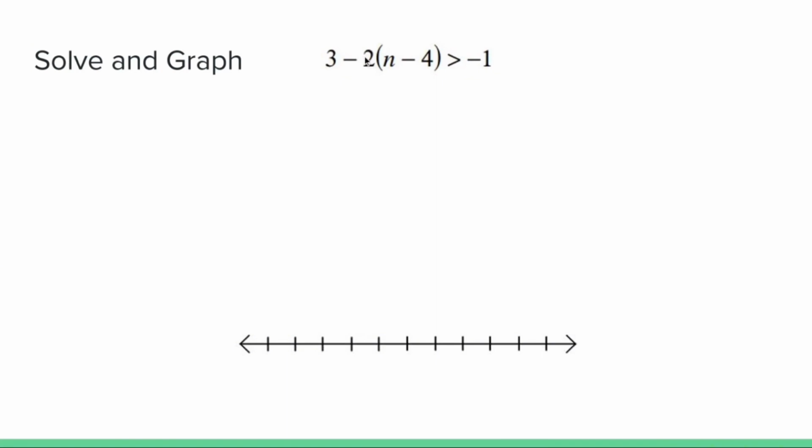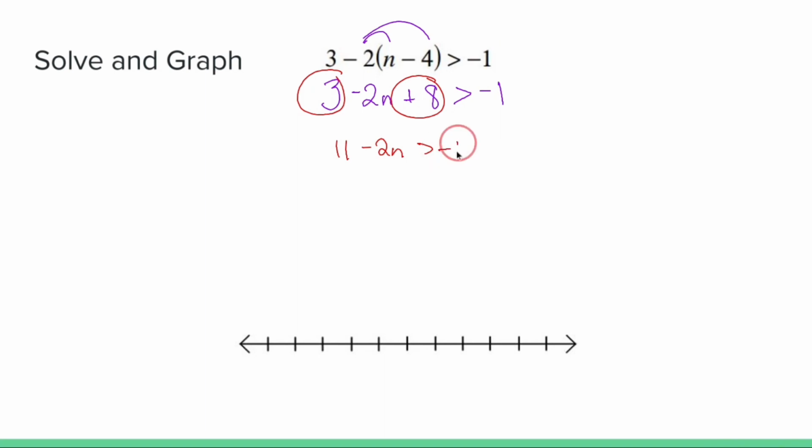Solve and graph this inequality here. Distributive property. Let's do that first. Let's multiply -2 to everything. So you become -2n. -2 times -4 is +8. Drop down the 3, drop down the greater than, drop down the -1. Okay, before we do anything, let's combine the like terms on the left. 3 plus 8 is 11, so 11 minus 2n is greater than -1.